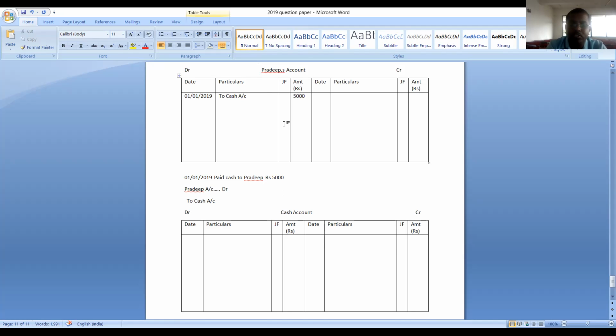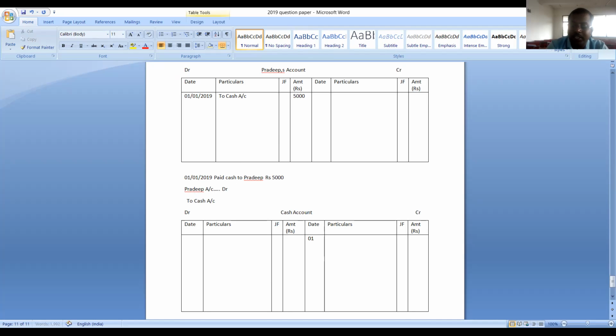Since Pradeep's account is debited, go to Pradeep's account on the debit side, write the date of the transaction, and in the particulars column, write the name of the account that is credited using the word to. So which account is credited? Cash account is credited. Understood? Now, every transaction will affect a minimum of two accounts. So here one is Pradeep's account and the other account it is going to affect is the cash account. In this particular journal entry, Pradeep's account is debited, cash account is credited.